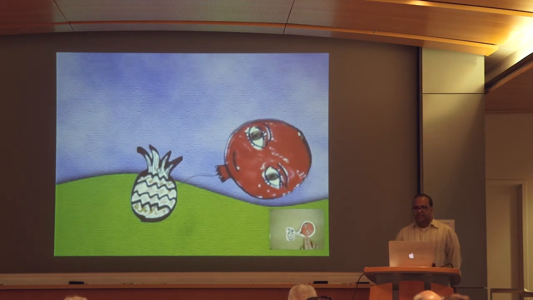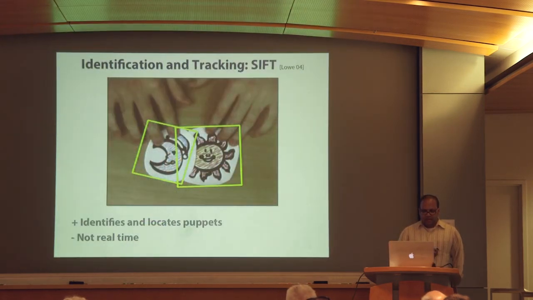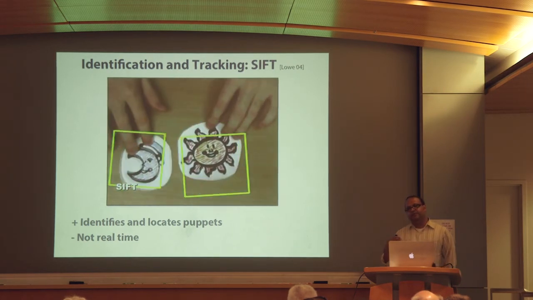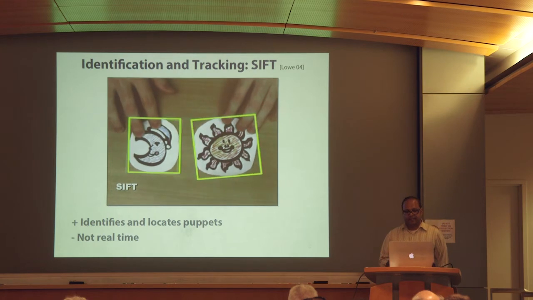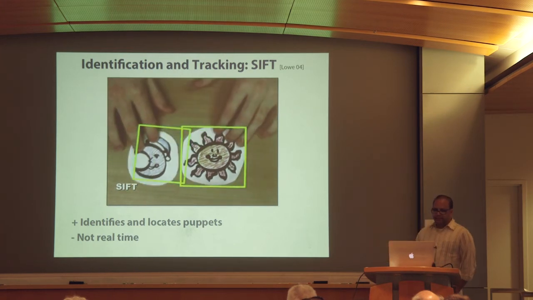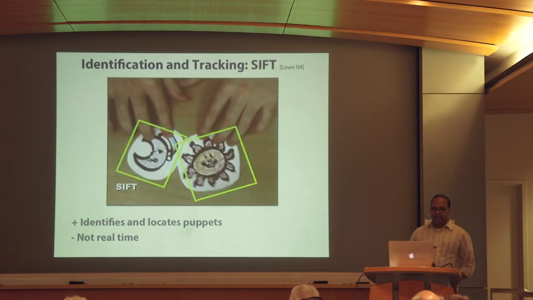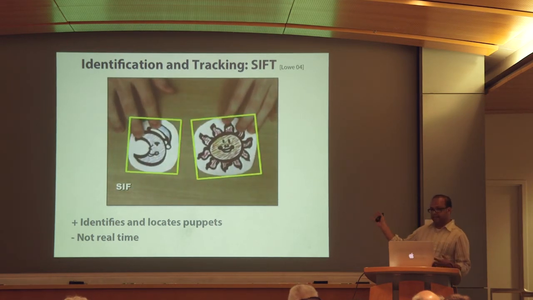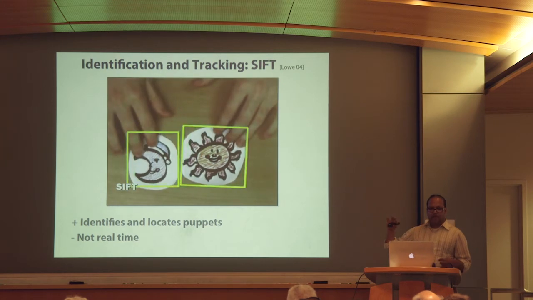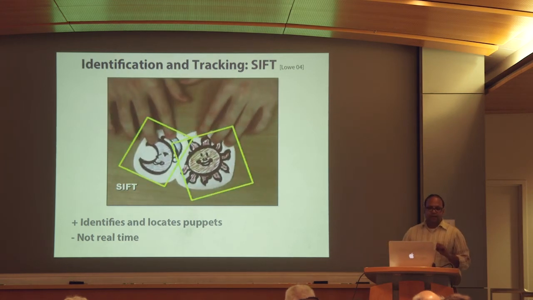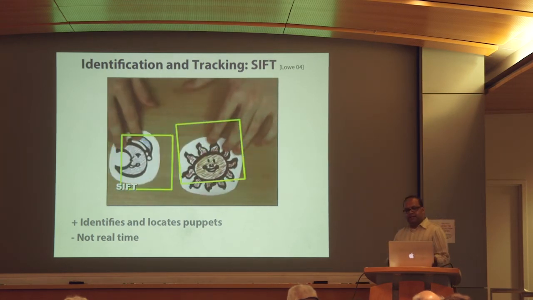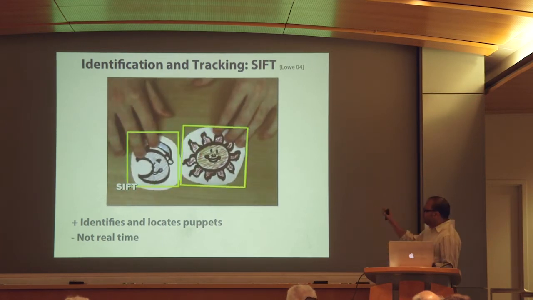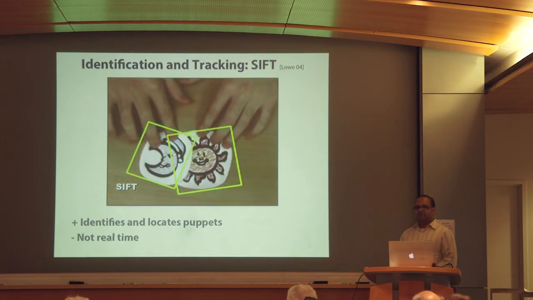Just to give you a sense of the technology here, the key thing that we need to make the system work are the abilities to identify and track the puppets. SIFT is a very well-known feature detection technique that can identify the puppets. Here it can distinguish between the sun and the moon. It can also locate or track the puppets within the frame, but when we implemented our system at that time, SIFT didn't really run in real time, and so here you can see that there's a kind of lag in the tracking.